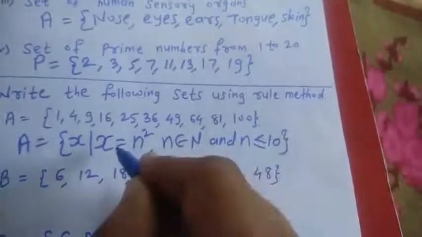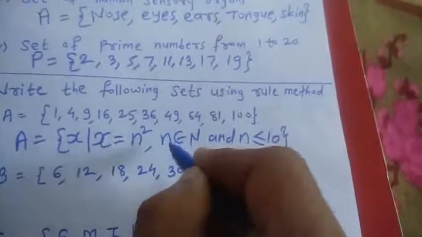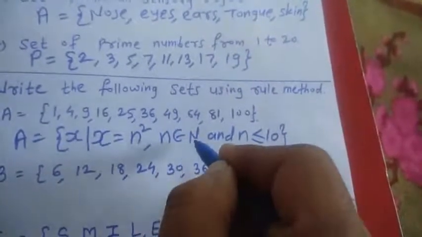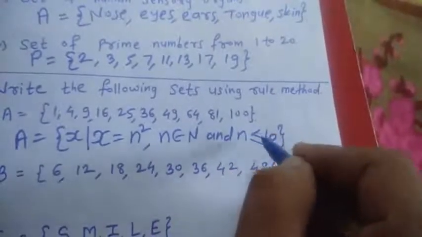So we have written this in the form of the equation x is equal to n square, and the conditions are this n belongs to capital N, n is a natural number, and this n is less than or equal to 10.